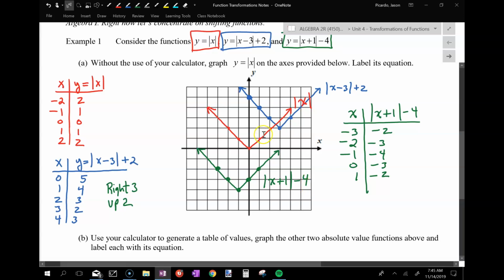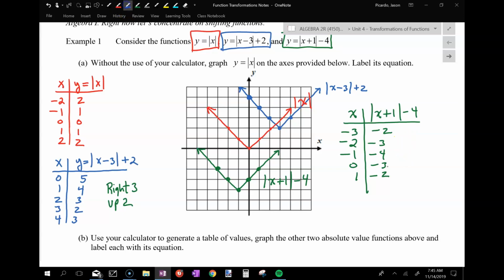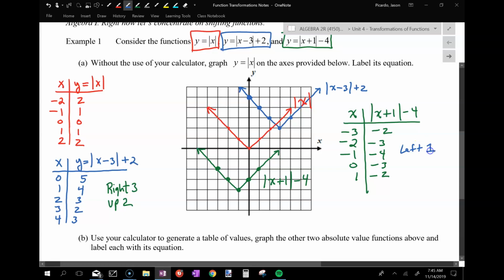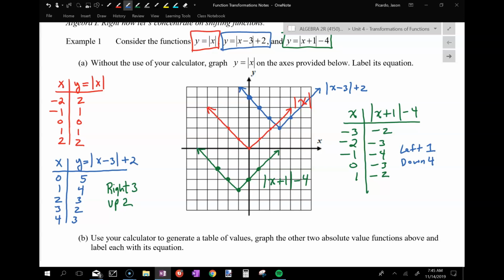Ryan, if you look at my green graph, how did I get from my red graph to my green graph? I went down 4 and left 1. All right, so I'm going to write that as left 1, down 4. Left 1, down 4. Okay. Did your hypothesis come true? Is what you thought going to happen, happen?